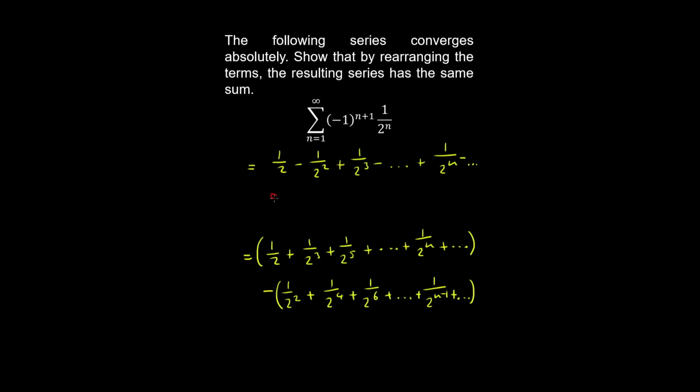So this geometric series has a equals 1/2 and a ratio of -1/2. And this geometric series has a equal to 1/2 and the ratio between the terms is 1/2 squared. And for this series over here, we can see that a is equal to 1/2 squared, and the ratio is also 1/2 squared.